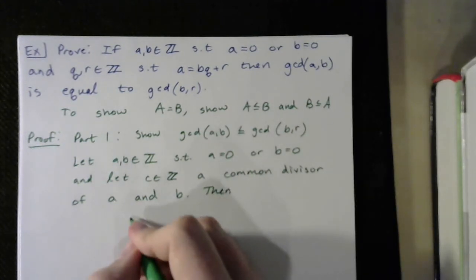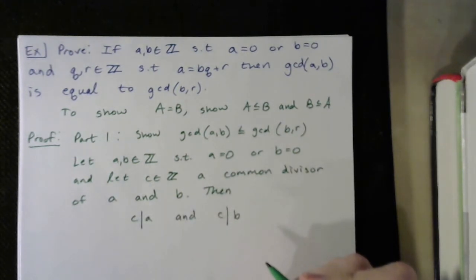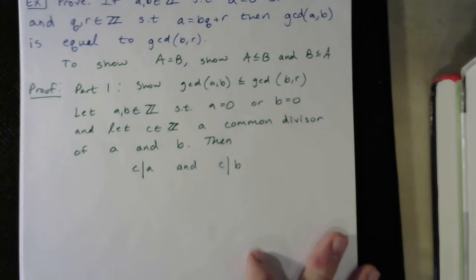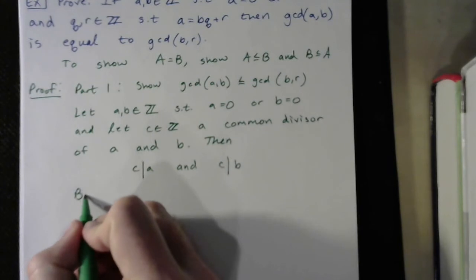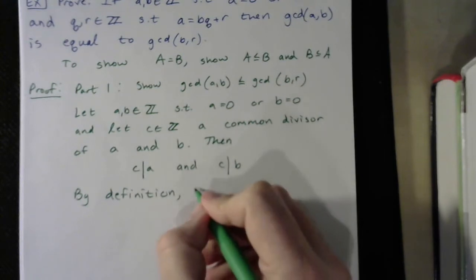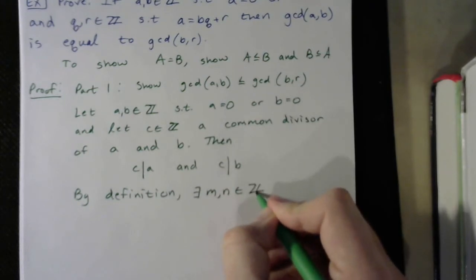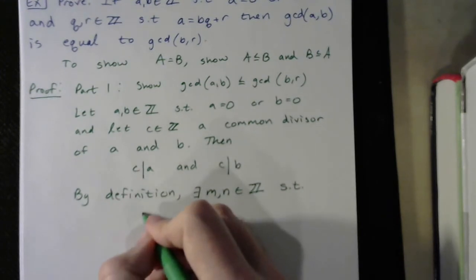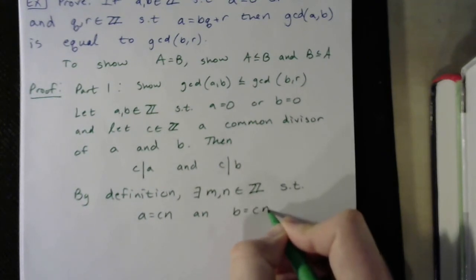Well, then c divides a and c divides b. So, since these are divisors by definition, there exists an m and an n in Z, integers, such that a equals Cn and b equals Cm.